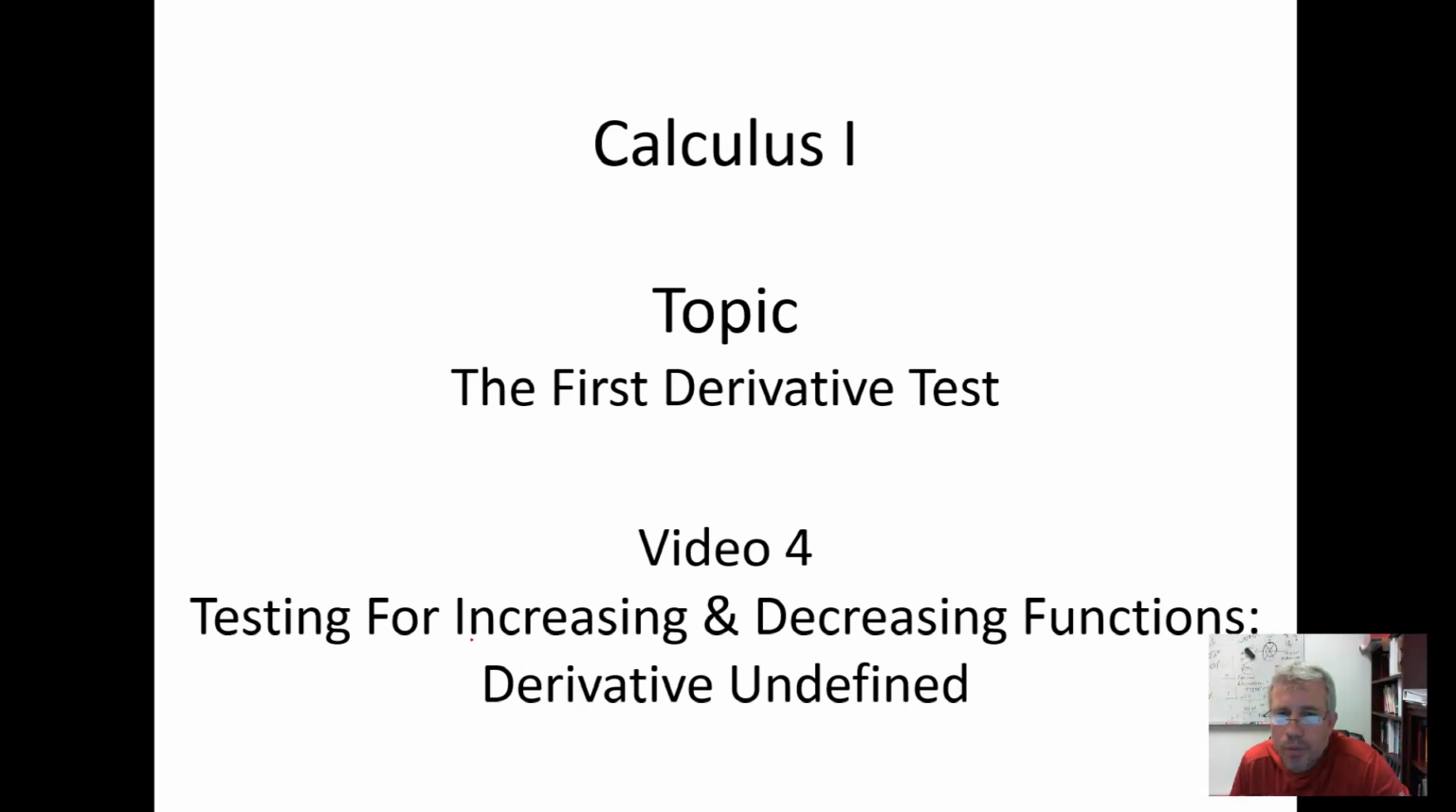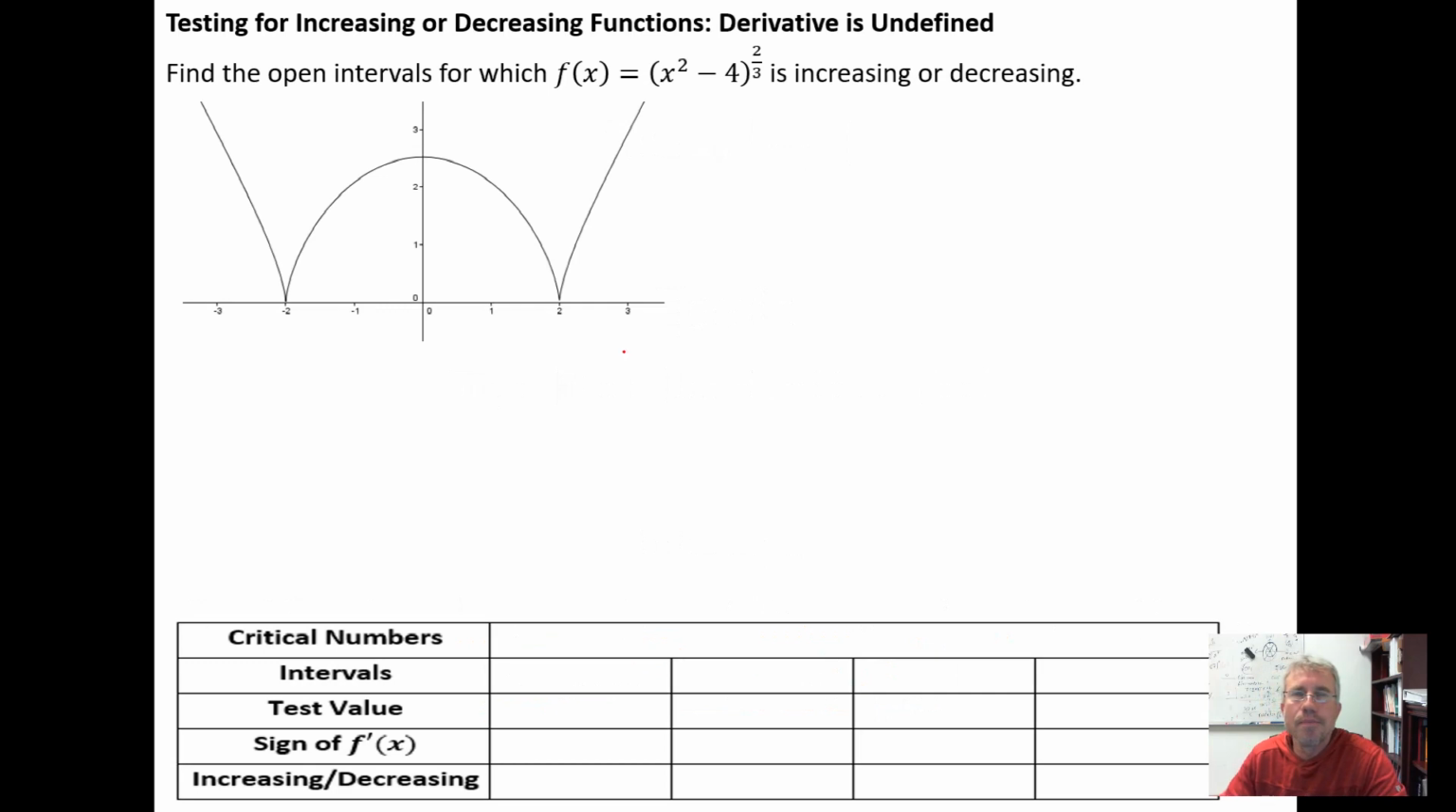So in this video, we're going to use calculus to determine open intervals over which a function is either increasing or decreasing. And we're going to do it in the case when the derivative of the function has values of x for which it's undefined. So this problem says find the open intervals for which f of x equals (x squared minus 4) to the 2/3 is either increasing or decreasing.